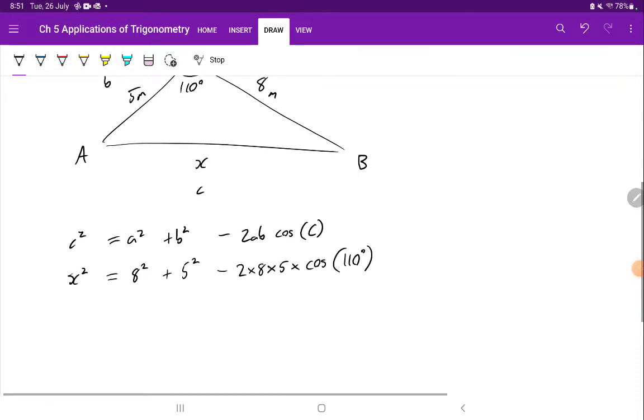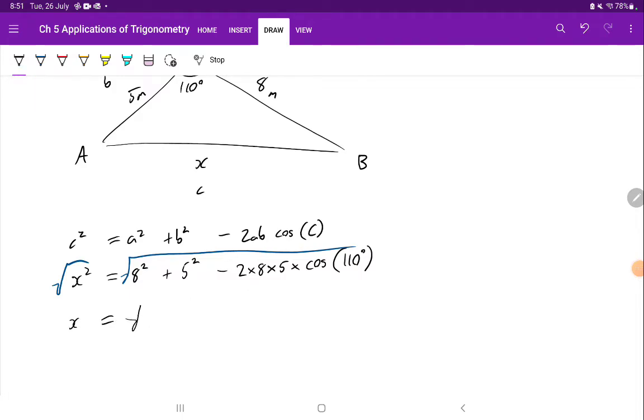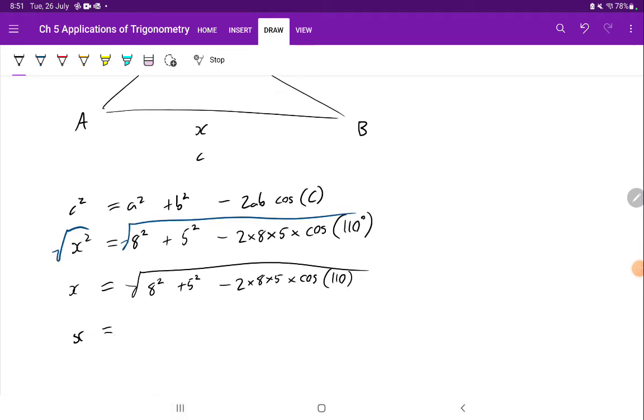Then the issue is that you can see on the left-hand side, we've got x squared. Now if you wanted to, you could type that into a calculator, write it down, and then take the square root. But what I like to do is just, why wait? Take the square root straight away. So we're going to take the square root of both sides, and we get x is equal to the square root, it's a big one, of 8 squared plus 5 squared, take 2 times 8 times 5 times cos of 110. Type that into my calculator. Yeah, it's going to take a little bit, but we're going to do it slowly and carefully, and that's going to give us our answer.